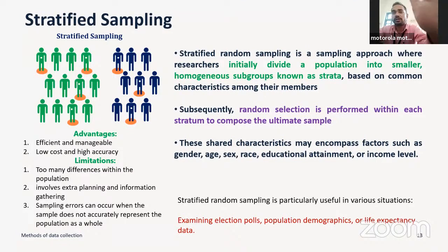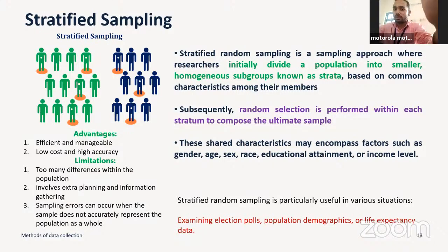Once we stratified, or once we divided, it will help us to reduce the time to select the sample. Okay, low cost and high accuracy. But if there are many differences, it means the characteristics or the factors we included for the stratification are more in number, then it is very difficult to manage all the factors. It involves extra planning and information gathering. We should know each and every character for the strata.